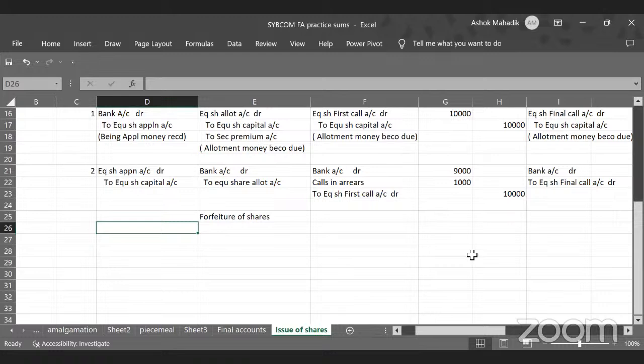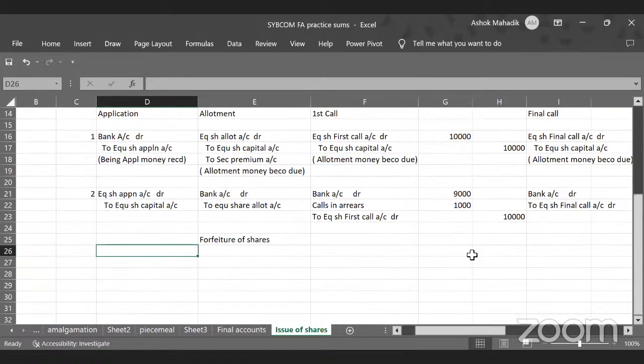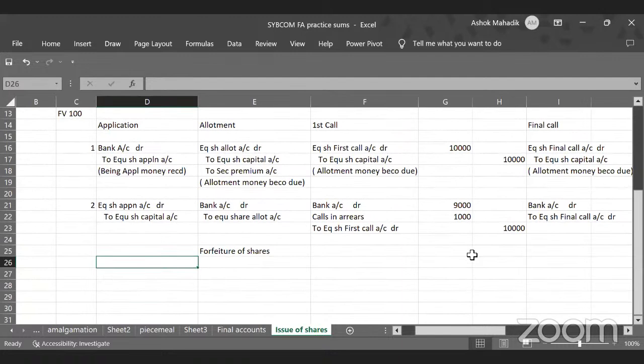The only reason for forfeiture or cancellation of share is non-payment of call money or allotment money. Clear? Now, what happens when shares are forfeited? When shares are forfeited, the share capital is cancelled. Students, you must have observed in the above entries that share capital is always on the credit side. Check it. In all the entries, share capital is always in the credit.